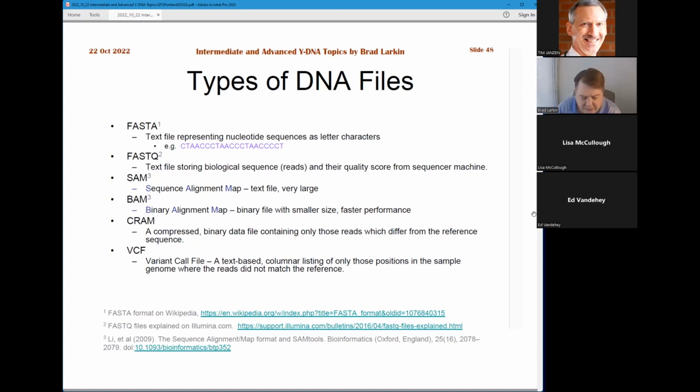And a VCF, or variant call file, is a text-based columnar listing of only those portions in the sample genome where the reads did not match the reference. So if you take like an STDNA Big Y test, they'll let you download your VCF file for free. I think now they're charging $100 or so for the BAM files.